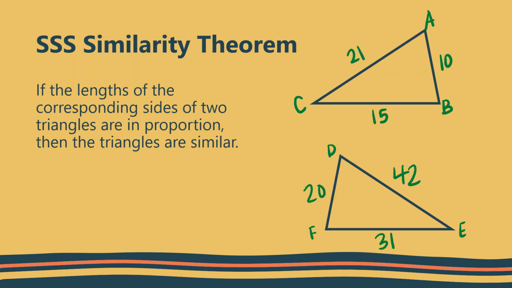And the last method that we have to prove that two triangles are similar is called the Side-Side-Side Similarity Theorem. And the Side-Side-Side Similarity Theorem says if the lengths of the corresponding sides of two triangles are in proportion, then the triangles are similar. So in this theorem, all of the sides need to be in proportion.